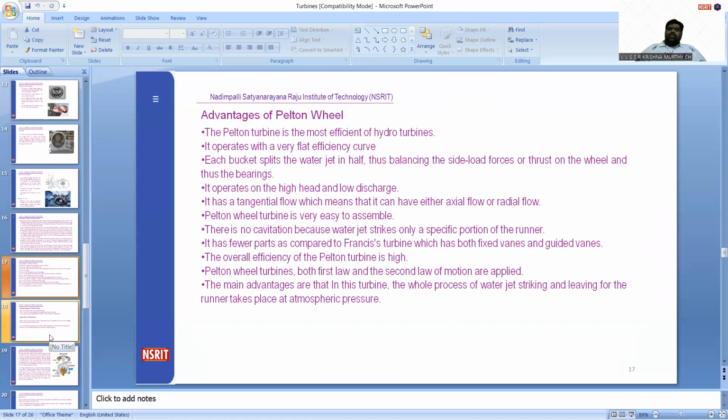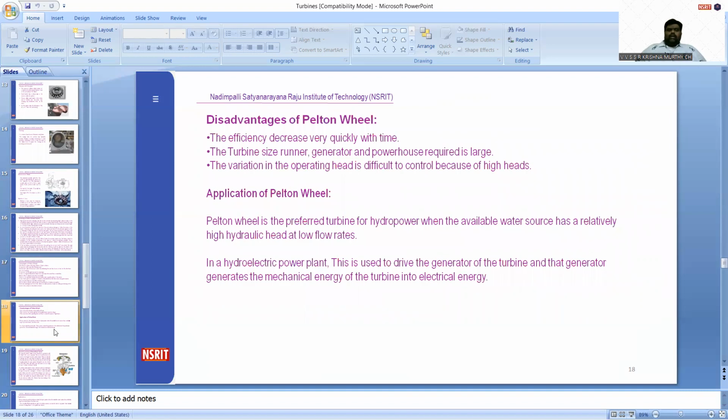So these are a few advantages of the Pelton wheel, and every component in this world has some disadvantages. The efficiency decreases with respect to time very quickly, and the turbine size and generator powerhouse required are very large. The application of the Pelton wheel is as the preferred turbine for hydropower where the available water source is at high head, with low flow rates.